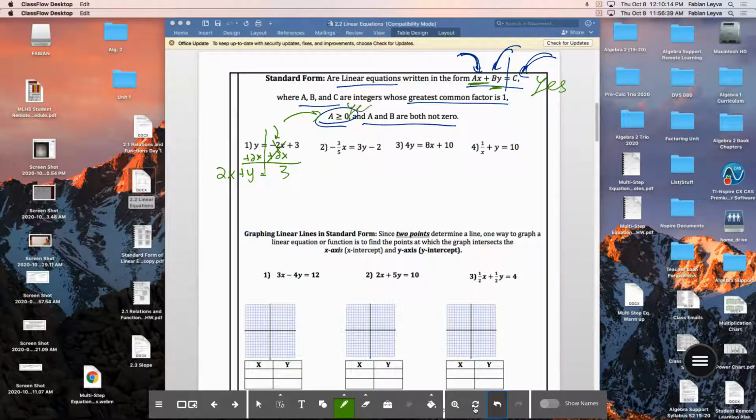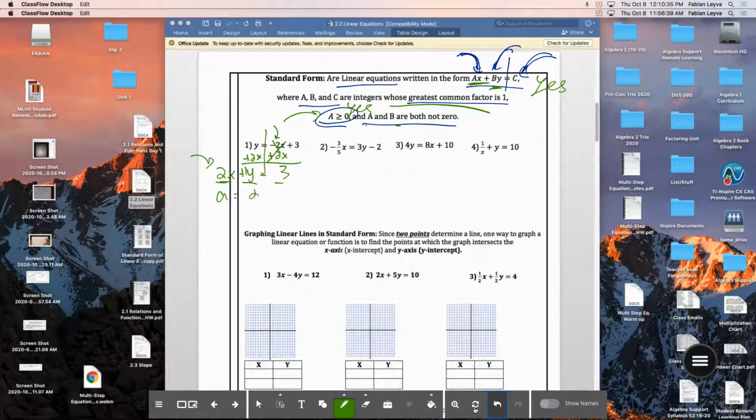Is your a greater than or equal to 0, aka is it positive? And the answer is yes. Notice that it is positive there. Are your a and your b both non-zero? Yes. And one more rule, is there a number that I could divide 2, 1, and 3 evenly that's not 1? And the answer is no. So that means I have it in standard form.